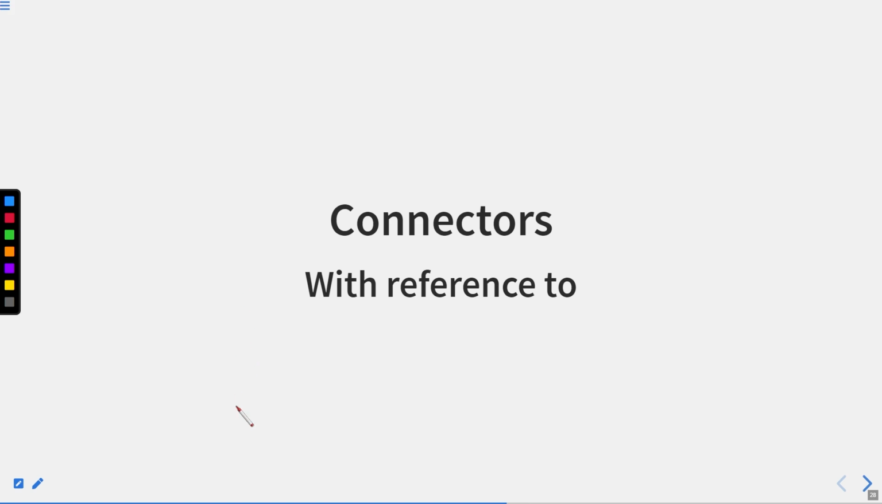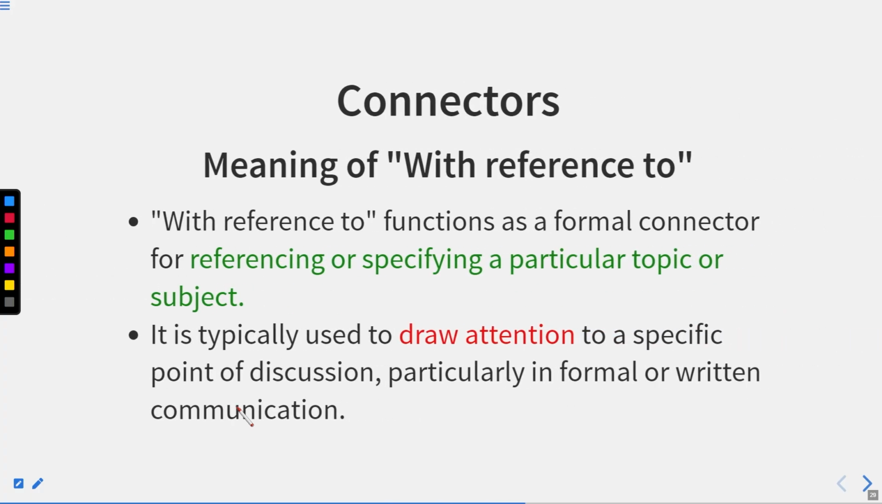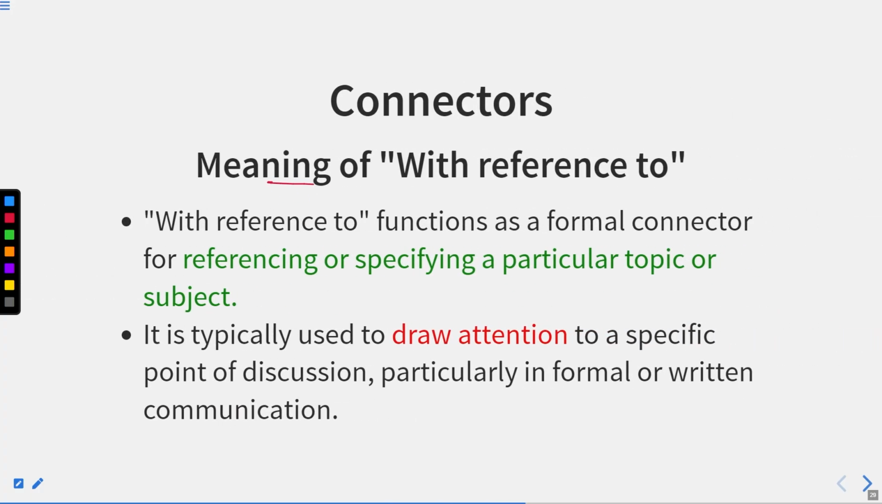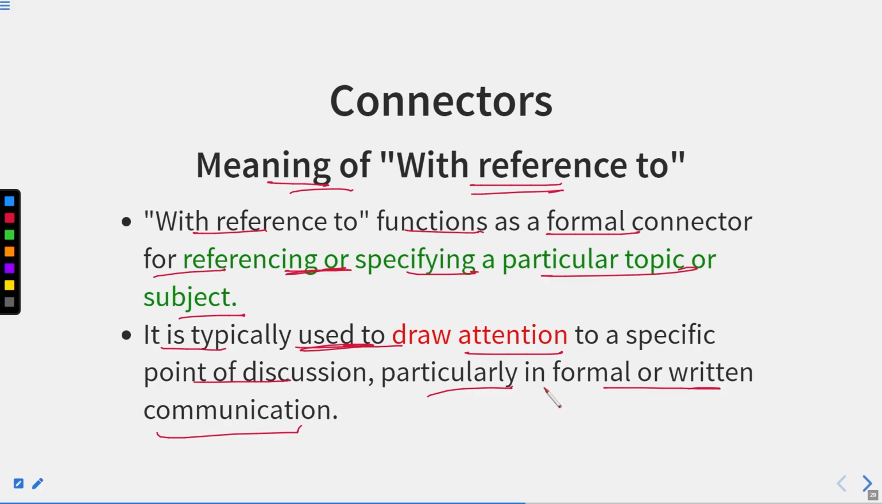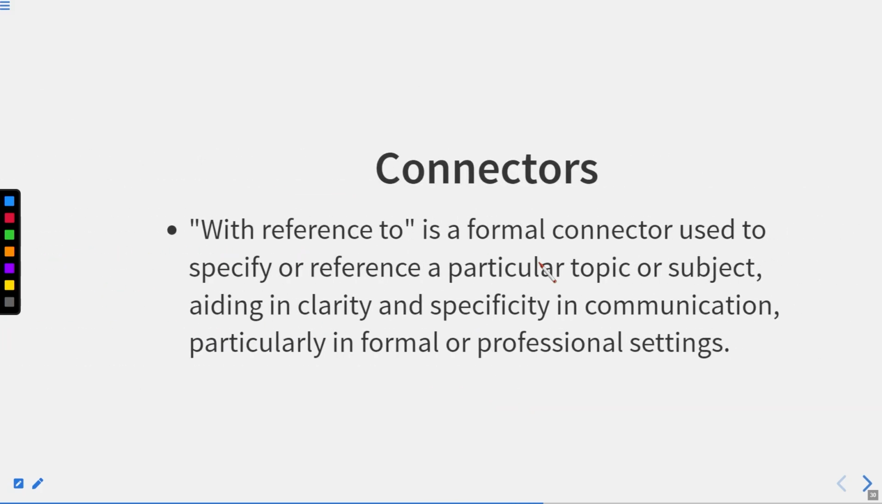Now we'll discuss another connector, that is with reference to. So this is another connector that we are going to discuss now. Now, first of all, let us see the meaning of with reference to. With reference to functions as a formal connector for referring or specifying a particular topic or subject. It is typically used to draw attention to a specific point of discussion, particularly in formal or written communication.